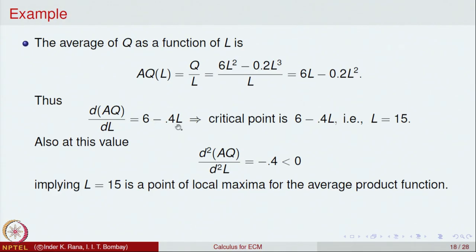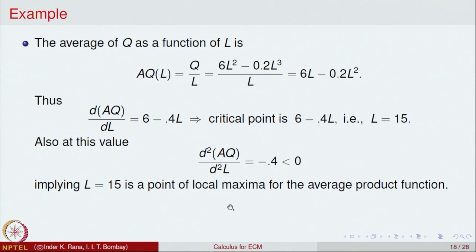The first derivative is 6 minus 0.4 L. So, when I differentiate this again, 6 will give you 0 and 0.4 L will give you 0.4. So, the second derivative of the average production with respect to labor is minus 0.4, which is negative. So, that means L equal to 15 is a point of local maximum for the average product function.